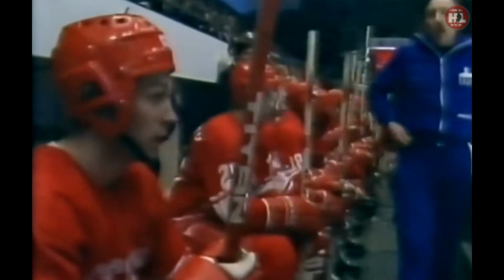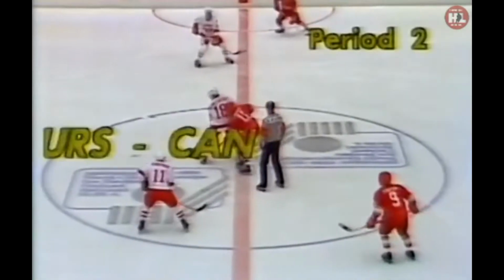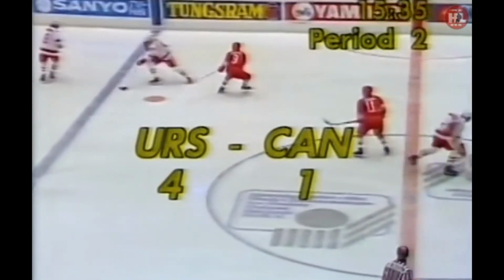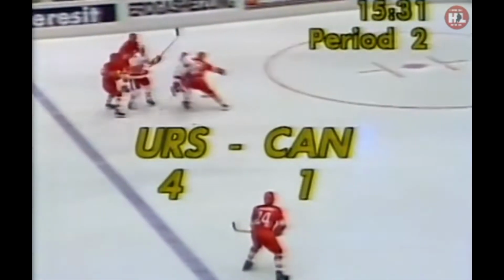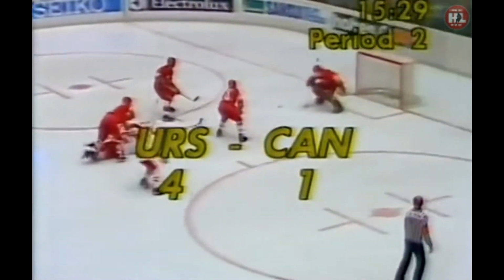4-1, Kozhevnikov gets the fourth goal for the Soviets. Reinhardt, number 8, on defense for Team Canada. Now both teams at full strength. Canada had much of the play in the first period, but a couple of costly penalties, and the Soviets capitalizing as they do so often.